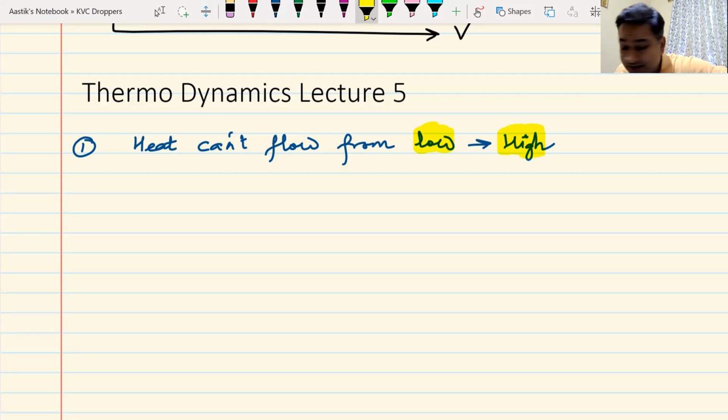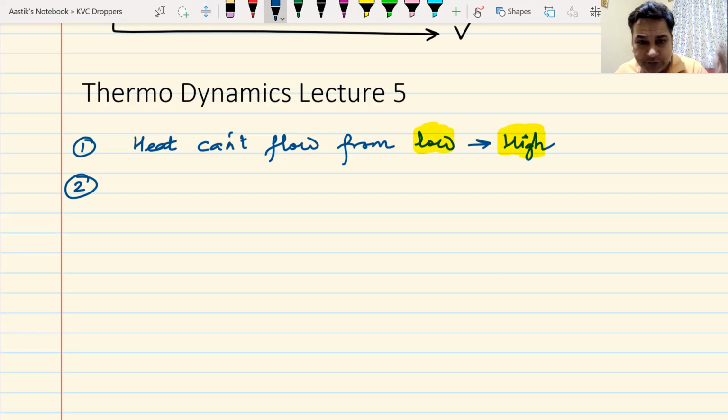And that is why the second law tells us which process is possible and which process is not possible. Do we understand this? Okay. Heat cannot flow from low temperature to high temperature.